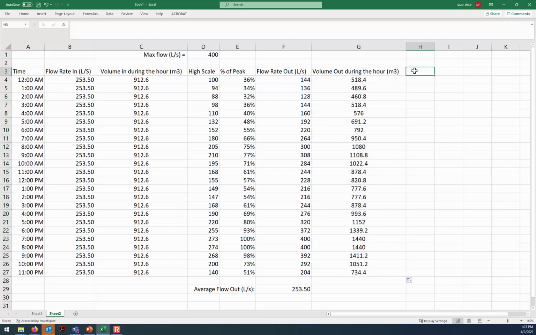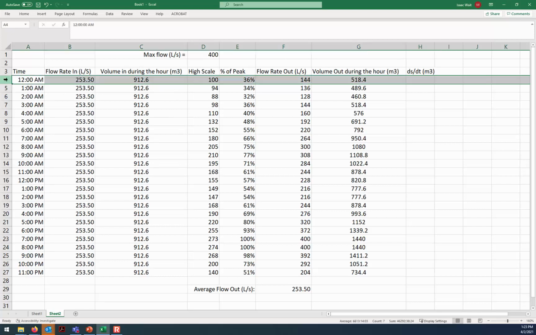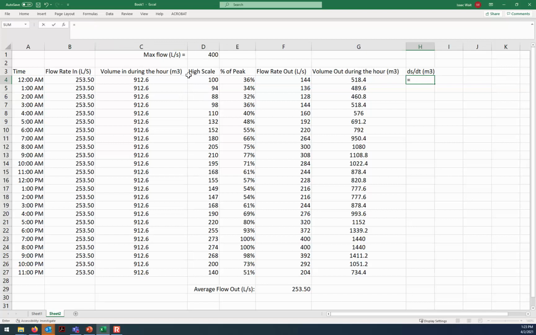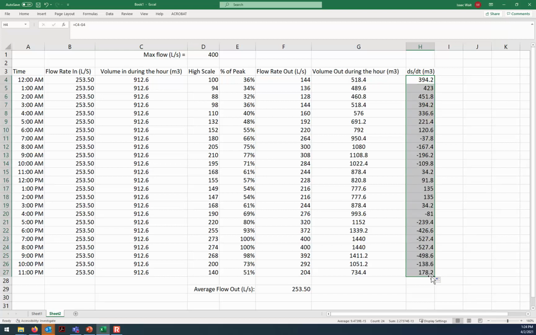And now, ds dt. This is the net accumulation in the reservoir during the hour. So from 12 to 1 a.m., in this row, in volume minus out volume is positive. So that means during the 12 o'clock hour, 394 cubic meters of water was stored in the tank because more came in than went out. And for each hour of the day, we can see that sometimes there's more water coming in, sometimes there's more water coming out.